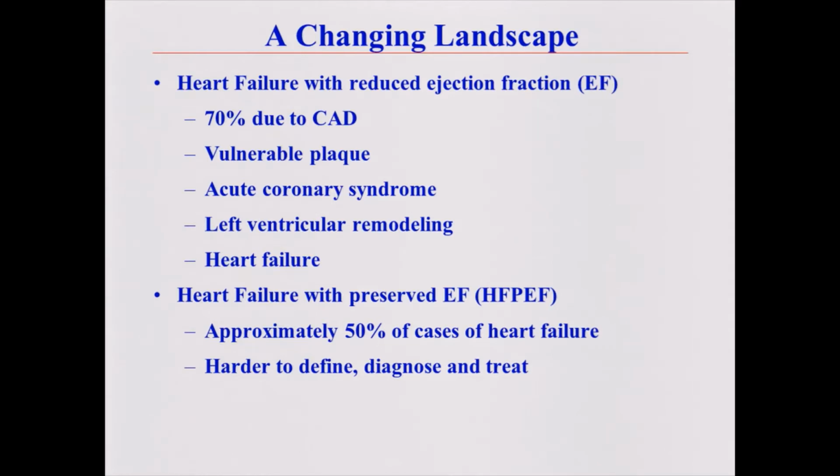And when we refer to coronary artery disease, we mean myocardial infarction, and what's causing myocardial infarction, as Matthias referred to, is rupture of a vulnerable plaque. That then leads to an acute coronary syndrome or an acute MI. That's followed by left ventricular remodeling, which Matthias talked about very nicely, and heart failure.